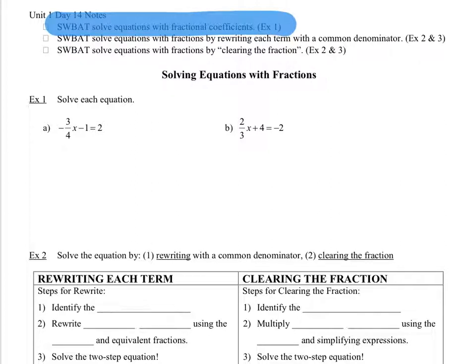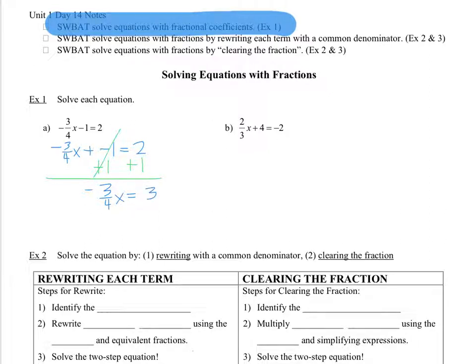If you take a look at example 1, it says solve each equation, and the first example, A, has negative 3/4 x minus 1 equals 2. Just like with our previous equation solving, I'm going to rewrite this with addition of a negative 1 equals 2. You can leave it as subtracting 1. The goal though is to see that you can add 1 to both sides in order to get the variable term alone. If I add 1 to both sides, the negative 1 and positive 1 cancel out. I'm left with negative 3/4 x on the left-hand side equals 2 plus 1, which is 3.